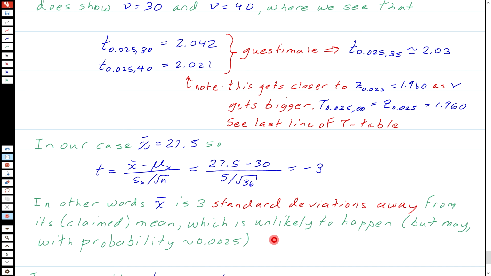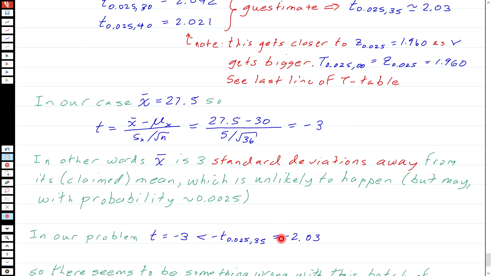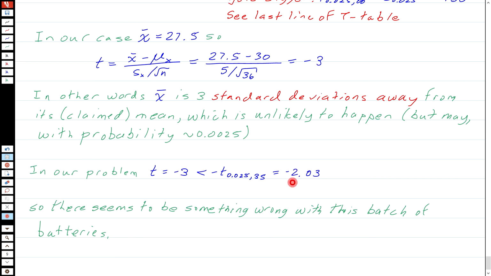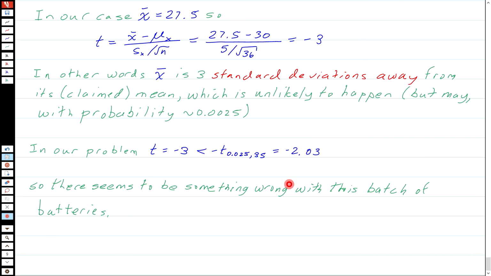There must be something going wrong. They've got to improve their workmanship or the quality of their product. Basically, x bar is 3 standard deviations away from where it should be if the true mean is in fact 30, and this is unlikely to happen. It may happen with a probability of 0.0025, which is a pretty small probability. So there seems to be something wrong with this batch of batteries.